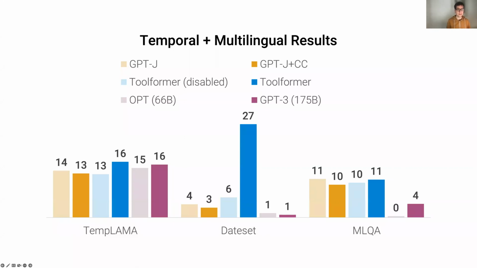And then finally, we also looked at a multilingual question answering data set, where again, results are a bit mixed. We can see here that compared to GPT-J plus CCNet and compared to our disabled Toolformer, using API calls is helpful, although it only improves things slightly. But we can also see that it doesn't perform better than the original GPT-J model. So I guess the relevant question here is why performance drops in the first place as we move from GPT-J to GPT-J fine-tuned on CCNet.